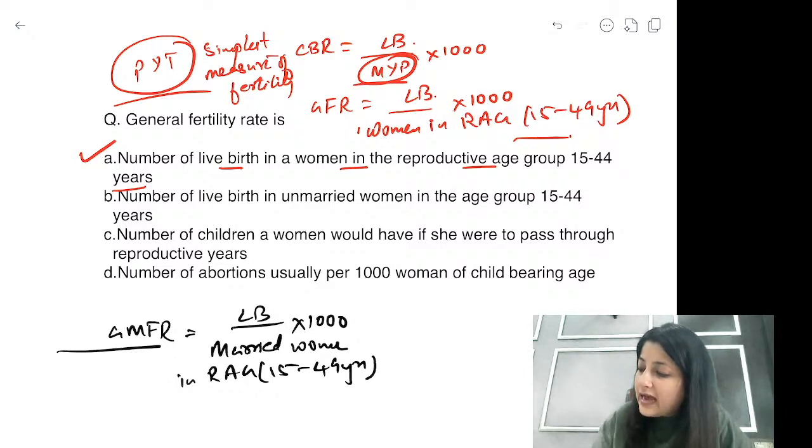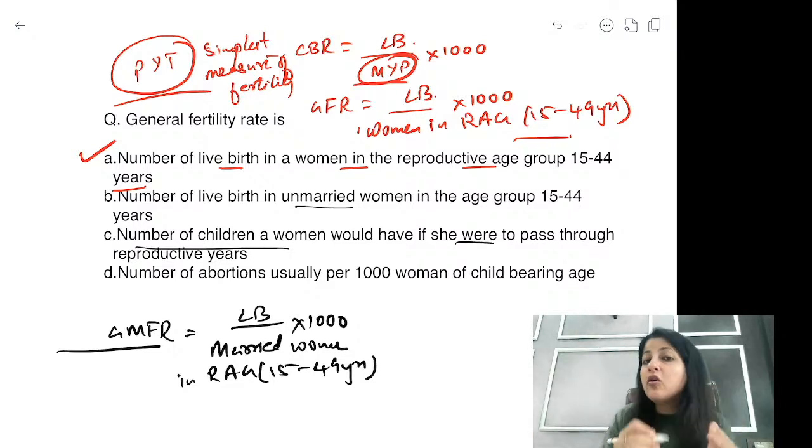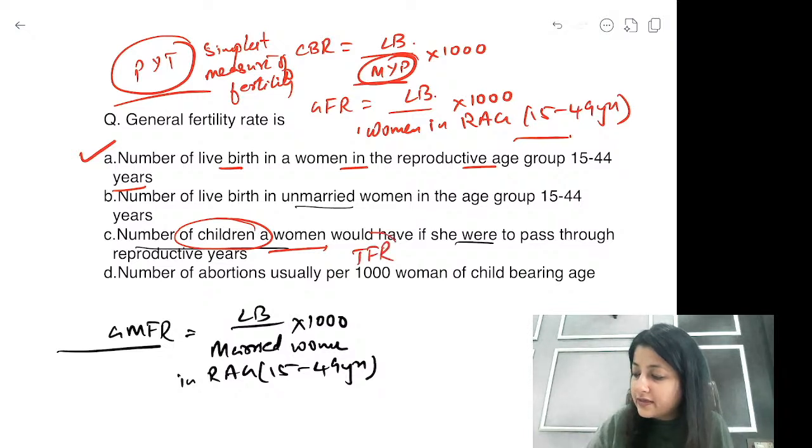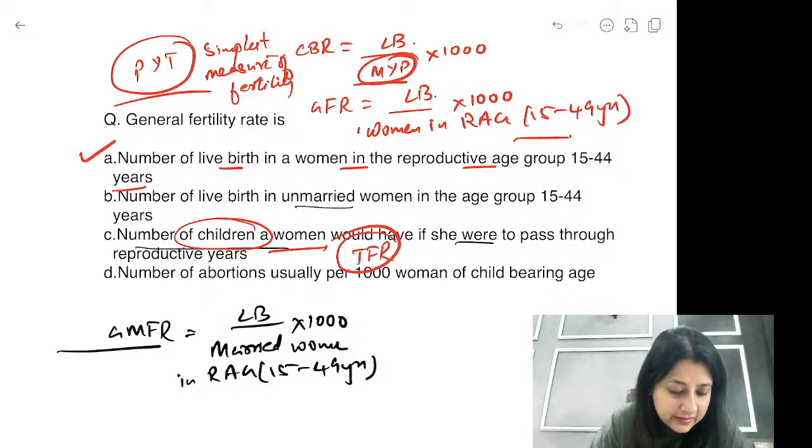Now look over here, unmarried women we are not looking at. What is option C? Can anyone tell me? Number of children a woman will have if she were to pass through her reproductive years. What is this? Children is the buzzword of total fertility rate. All right, total fertility rate.